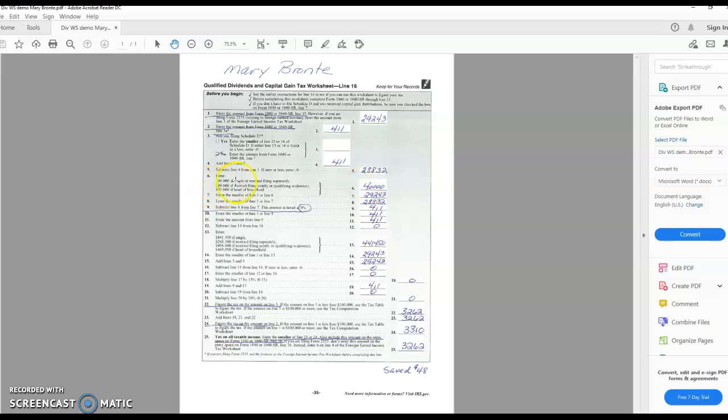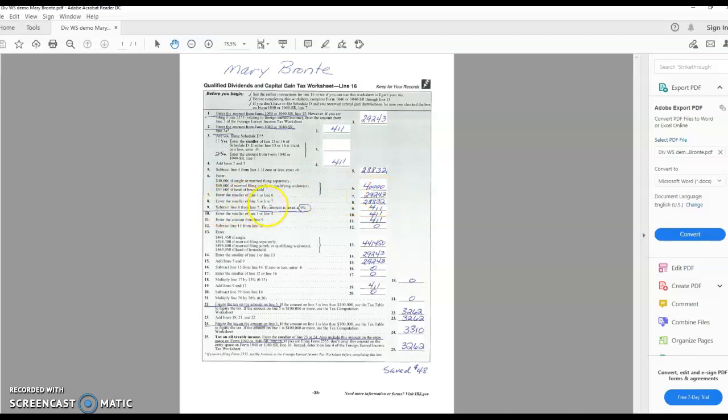Line 6, enter 40,000 if single. So that's what we did. Line 7, enter the smaller of line 1 or line 6. Well, line 1 is 29,243. Line 6 is 40,000. So the 29,243 is smaller, so that's what we put on line 7.